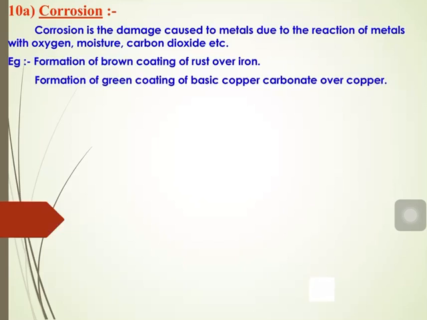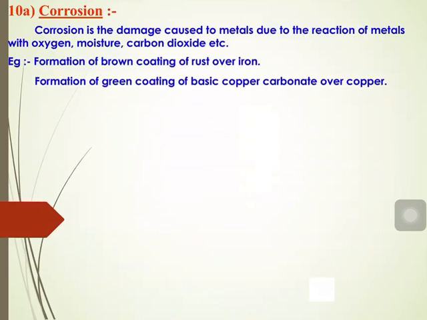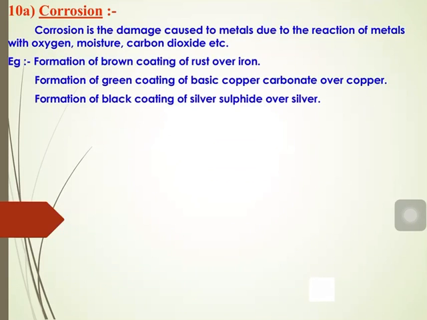You have to remember that green coating, because a 1 mark question generally comes. Okay, what is the green coating made up of? You have to remember copper carbonate. It is the formation of basic copper carbonate. Formation of black coating of silver sulfide over silver, it is Ag2S, you can say.